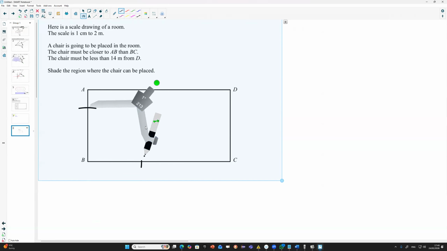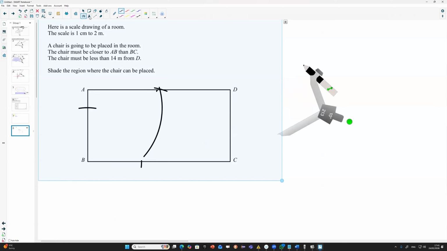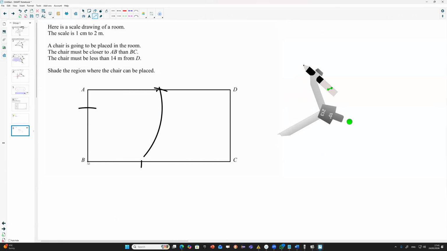So it's going to draw another arc. And then similarly on the other arc that you just made. I've drawn that really weirdly, but there we go. And then you just join up B to those two where the arcs intersect. Okay, that's your angle bisector. So at present, it needs to be the top part of that triangle. And then if we look at it, it's 1 centimeter to 2 meters. It's 14 meters from D, so that's going to be 7 centimeters.